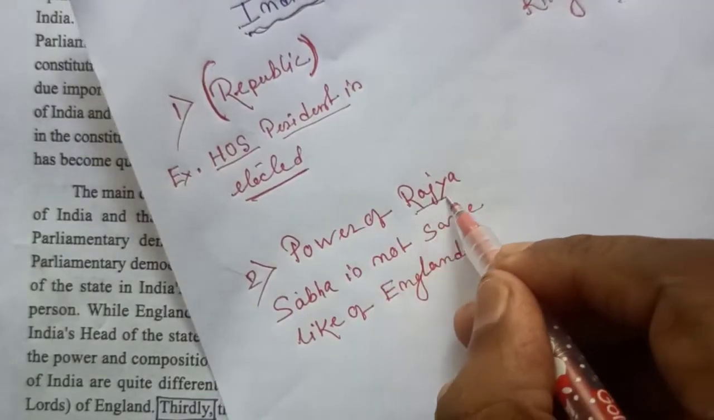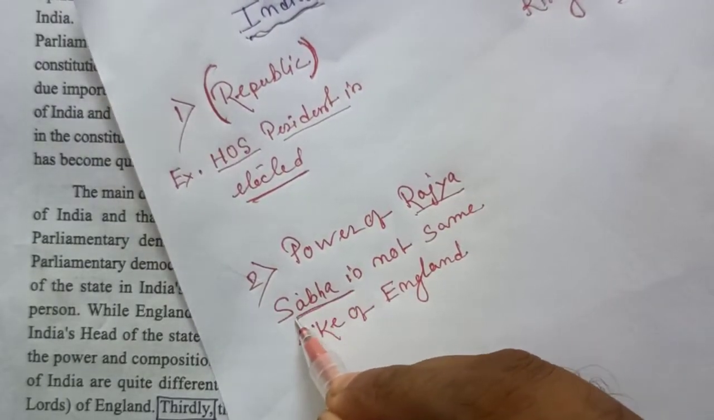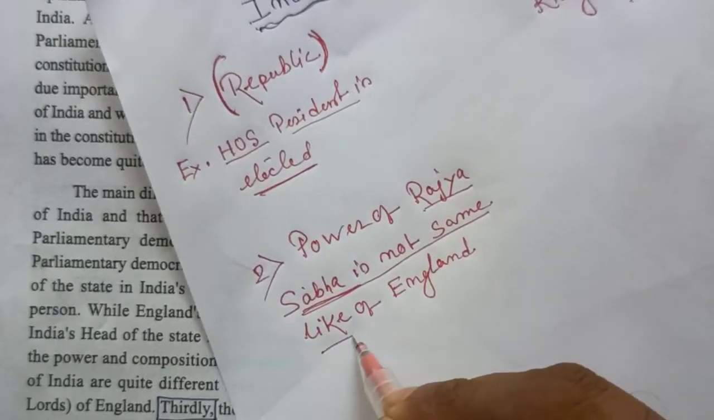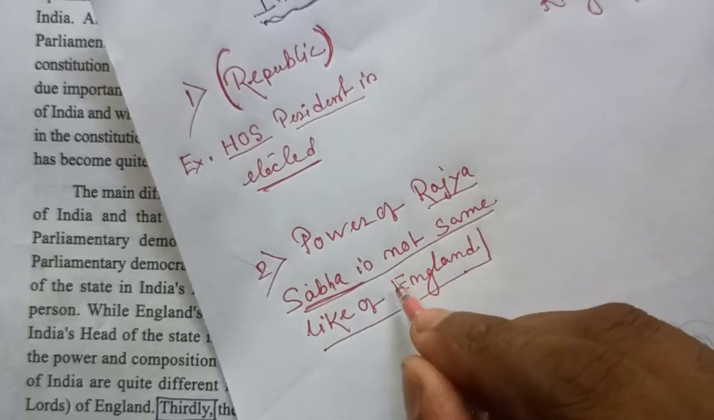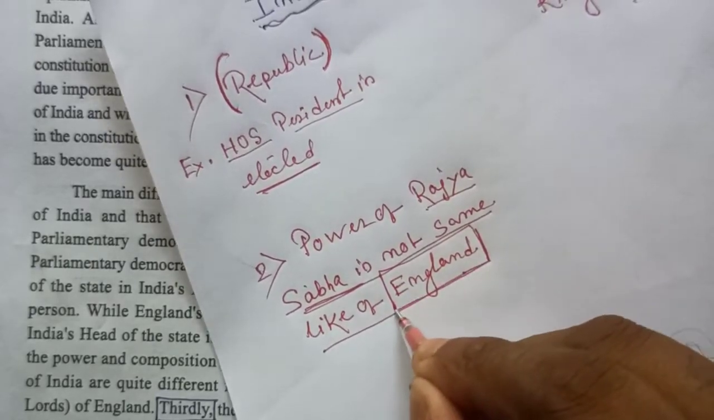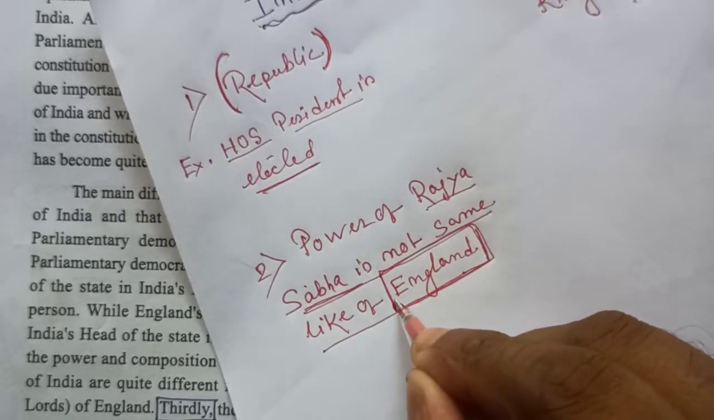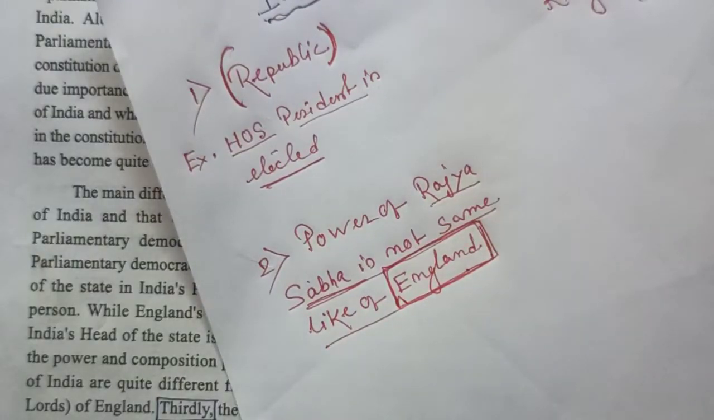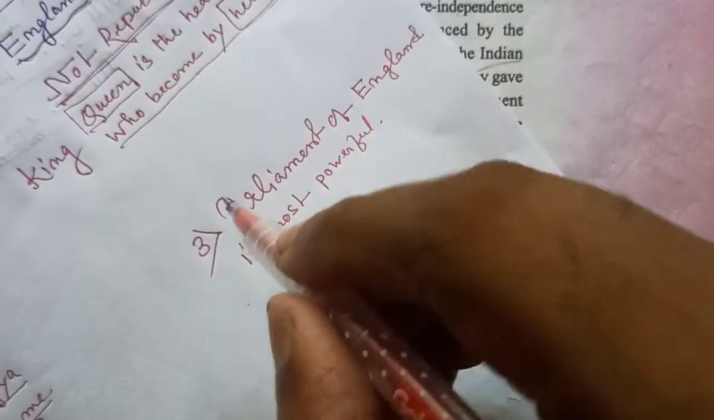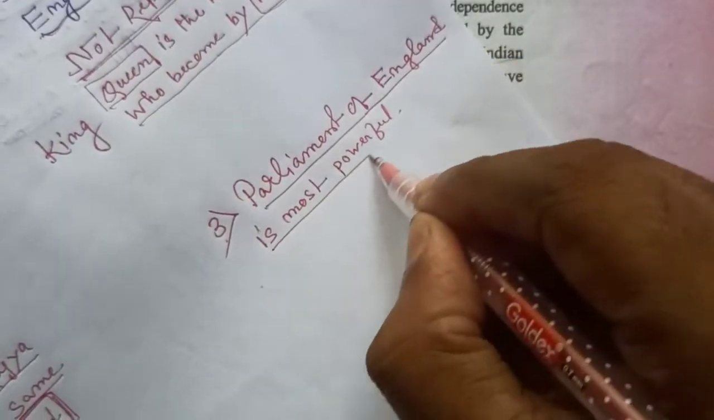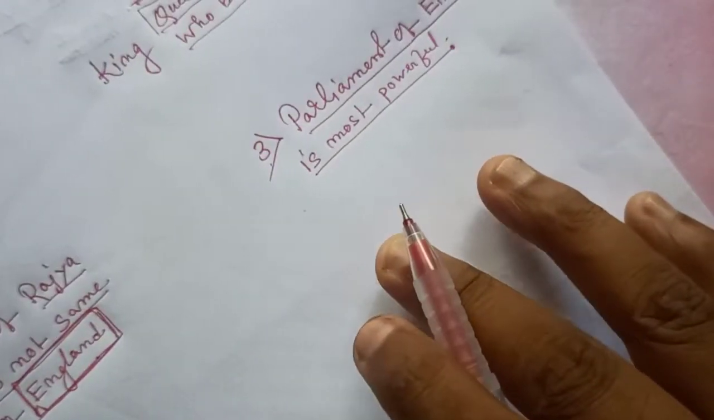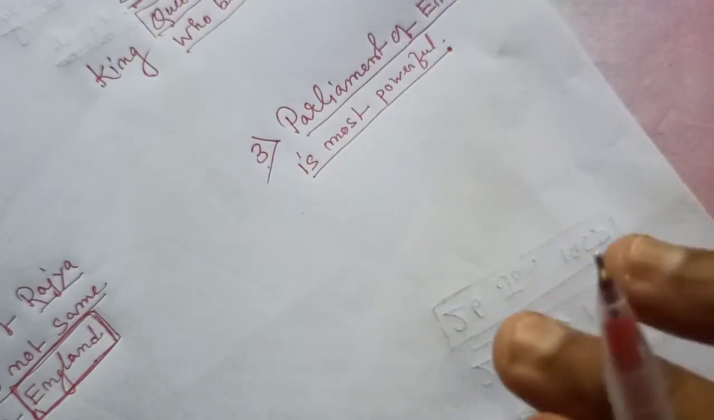The powers and composition of the Rajya Sabha in India are not the same as in England. That's why it is different from England. Point number 3: the Parliament of England is the most powerful, but in India it is not so powerful. This is the third difference between India and England.